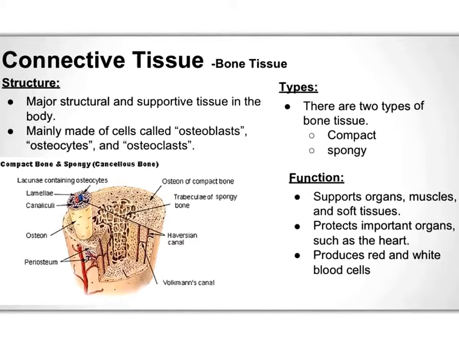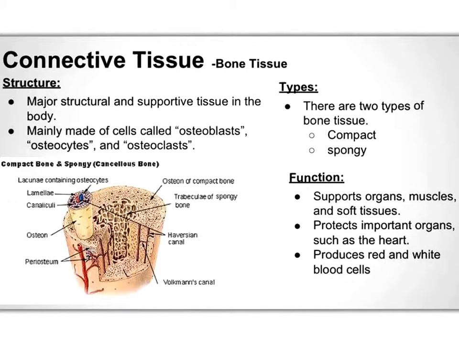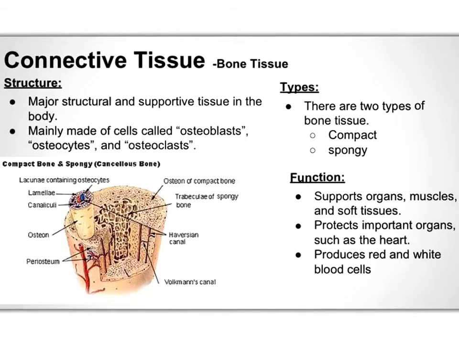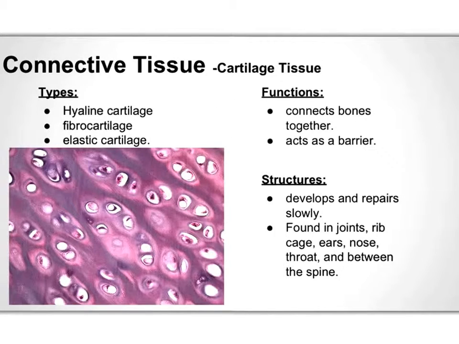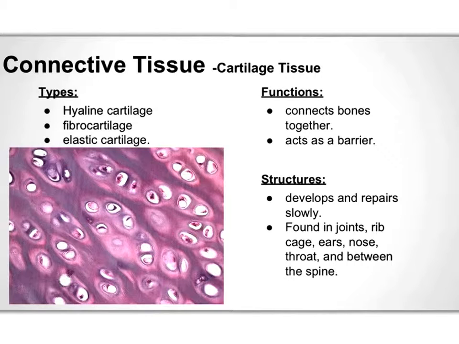The bone tissue supports organs, muscles, and soft tissues. It also protects vital organs such as the heart. The bone tissue produces white and red blood cells and also stores minerals. The cartilage tissue is an example of connective tissue.